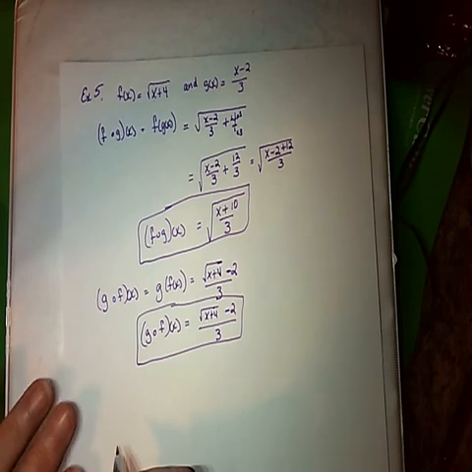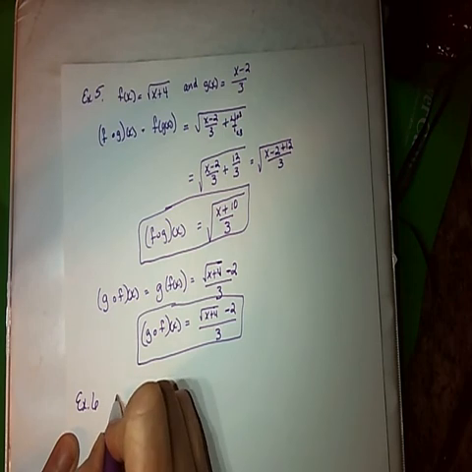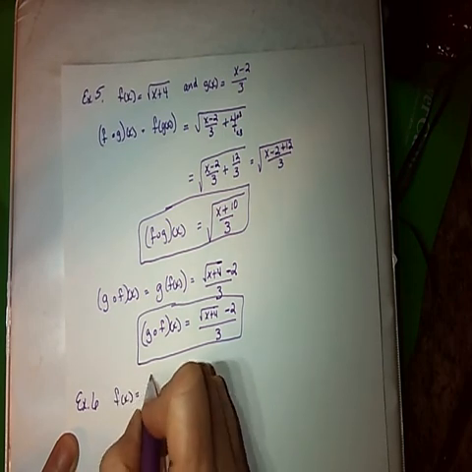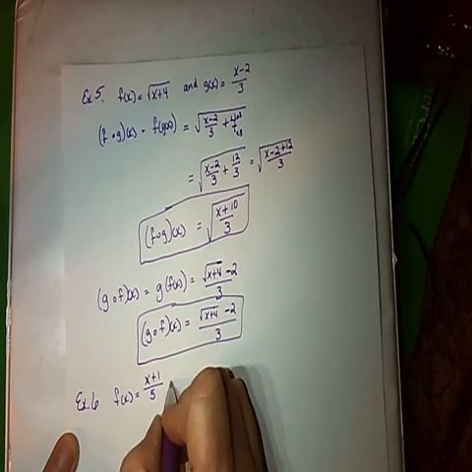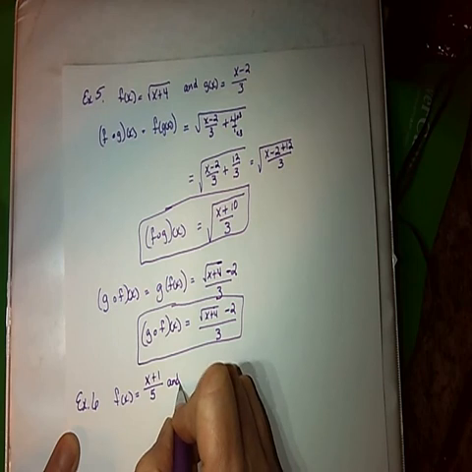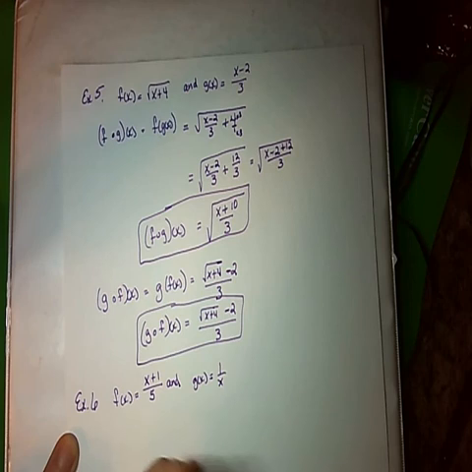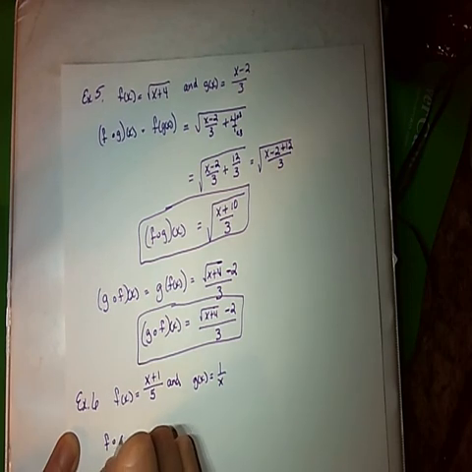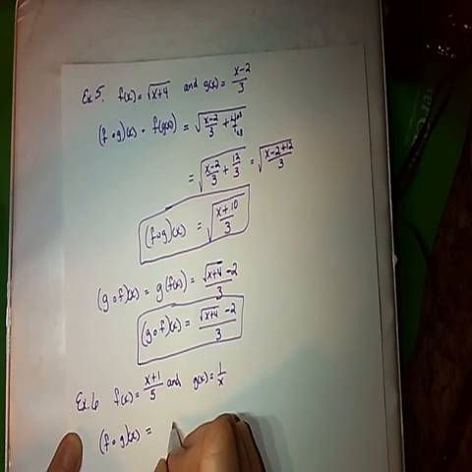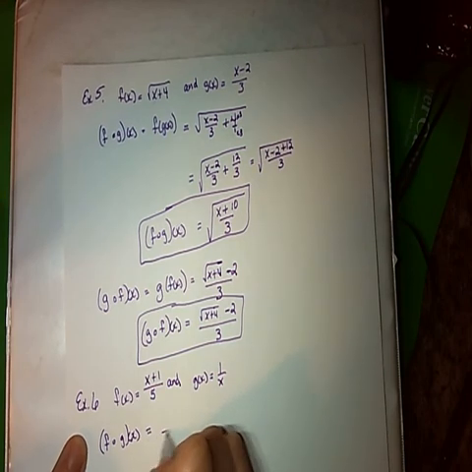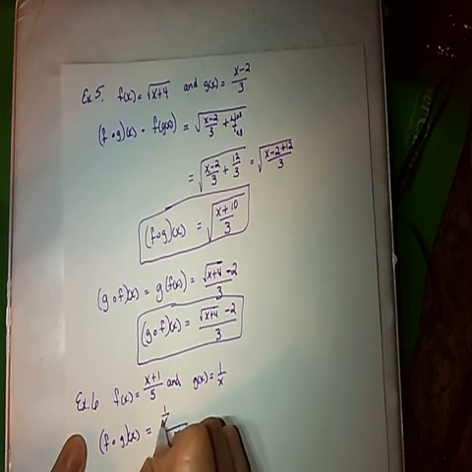Then let's look at example number 6. I have f of x equals (x plus 1) over 5, and g of x equals 1 over x. So again, I'm going to start with the f of g of x. So I'm putting g into f. So f has the denominator of 5. So I'm putting 1 over x in for my x plus 1.